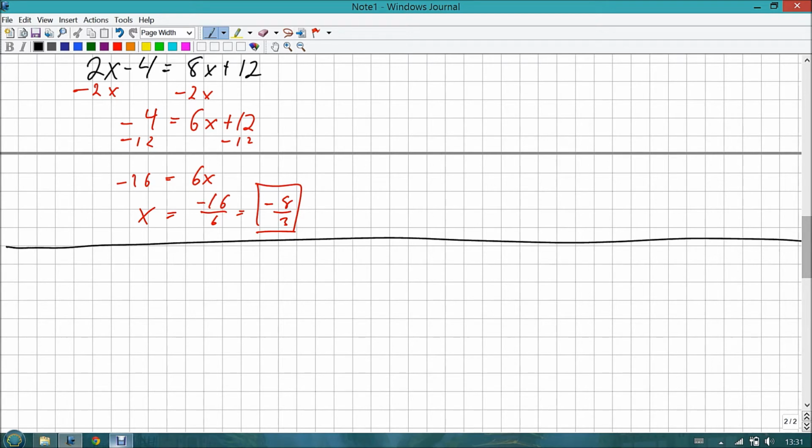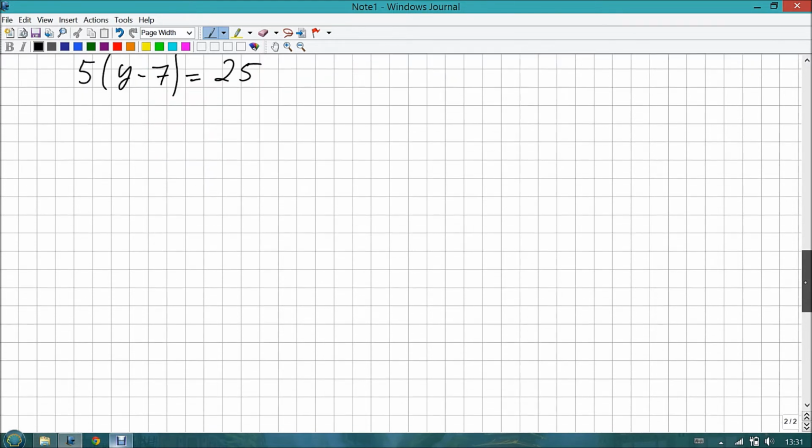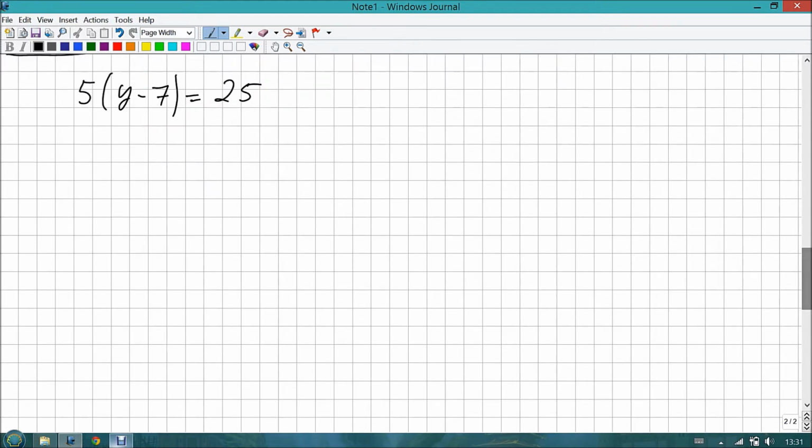Alrighty then. Let's see if we can do some examples besides that one. Let's look at solving the equation for y given 5 times the quantity of y minus 7 is equal to 25. Now before we go any further, I want to talk about how you solve. And this is going to be Mr. O'Neill's rule of thumb.